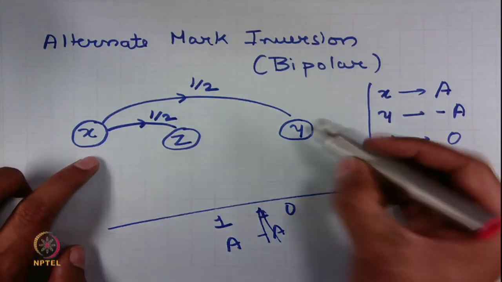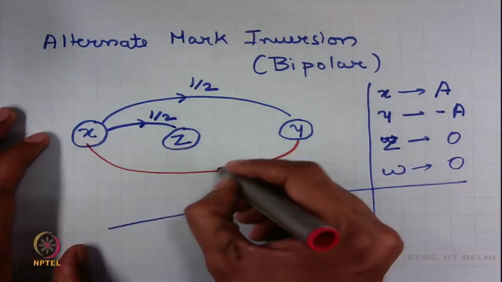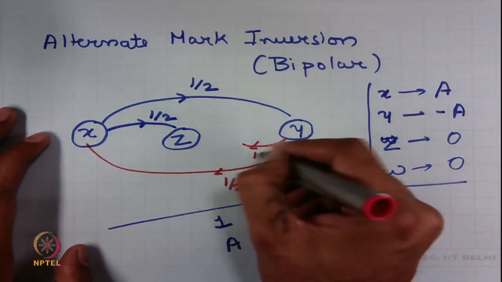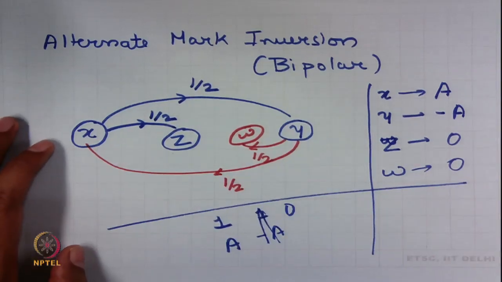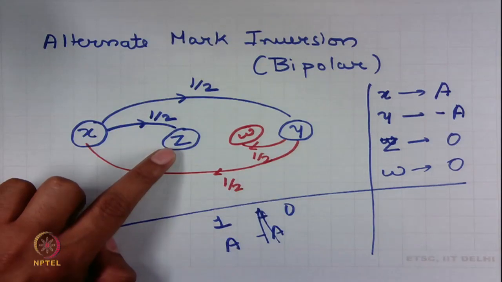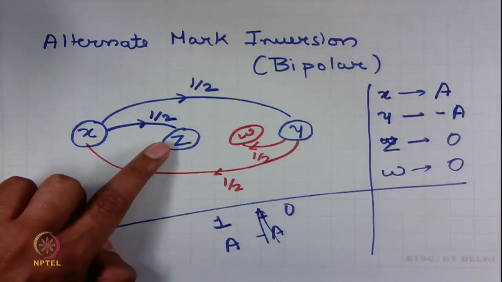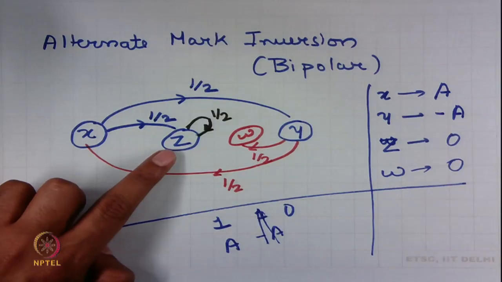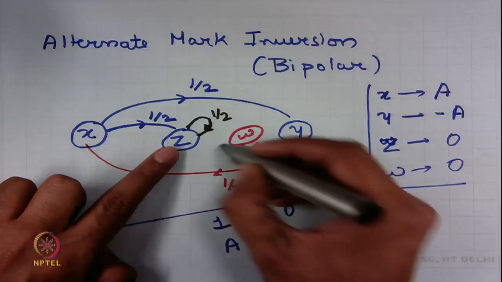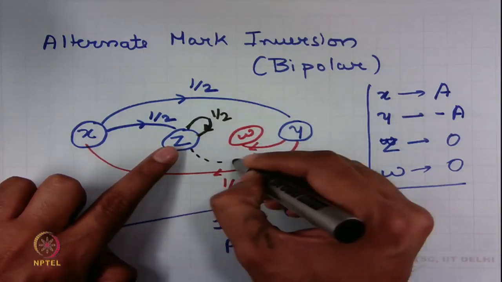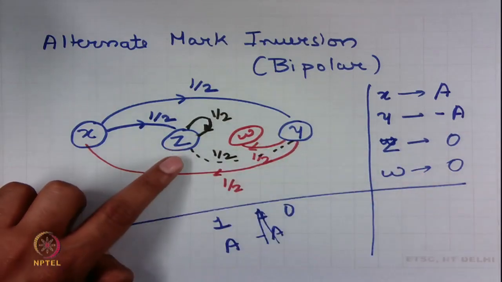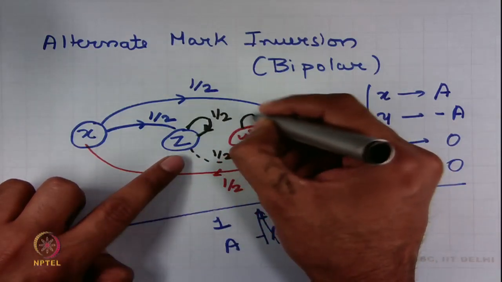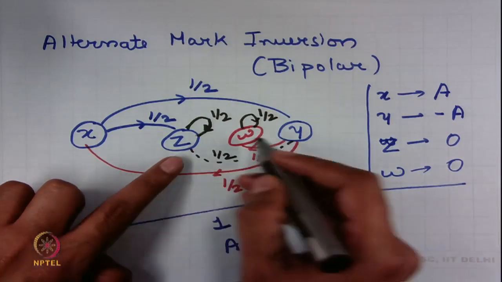Similarly, if I am in state y, with probability half I can go to state x, or with probability half I can go to state w. Now, suppose I am in state z, what can happen? I can get a 0. If I get a 0, I can remain in the same state with probability half. If I get 1, I cannot go to x, but I can only go to state y, with probability half. Similarly, if I am in state w, I can remain in state w with probability half, and if I receive 1, I can go to state x.